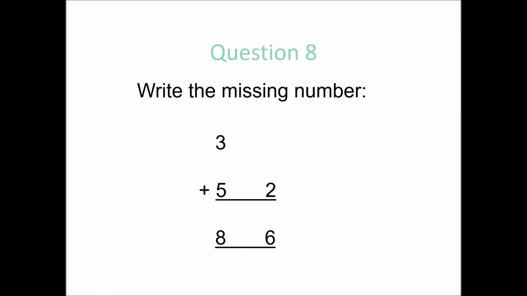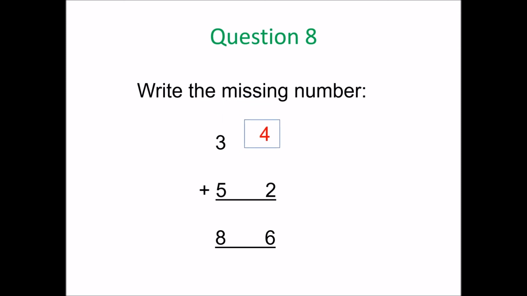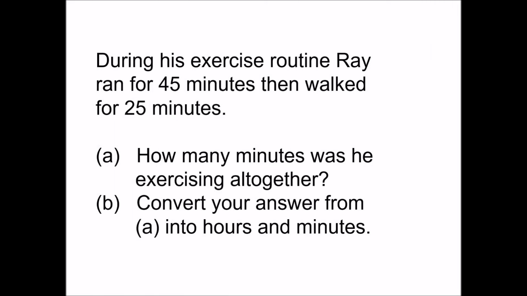Write the missing number, and you are adding. You have the answers. So 3 and 5 is 8. What number with 2 gives you 6? It has to be 4. Here it comes, 4. So the missing number was 4.